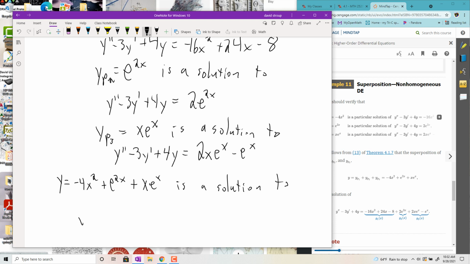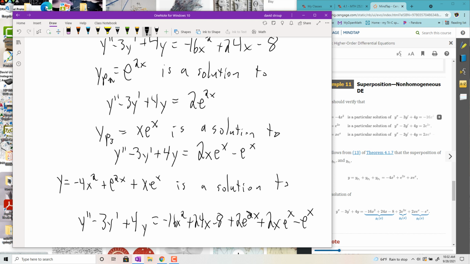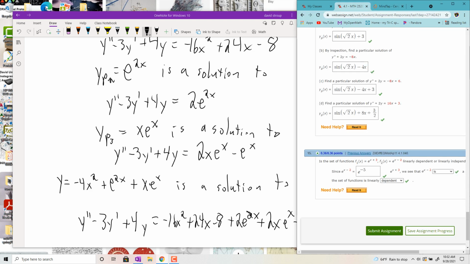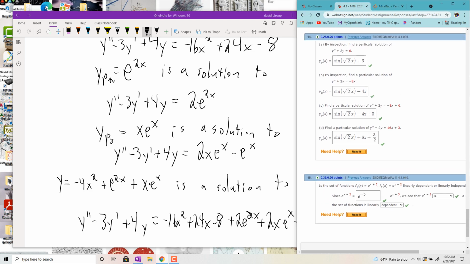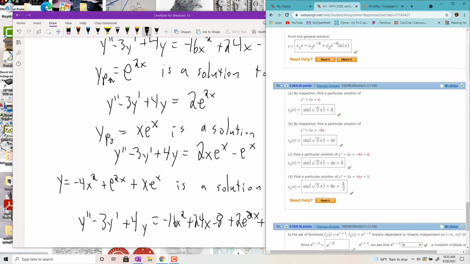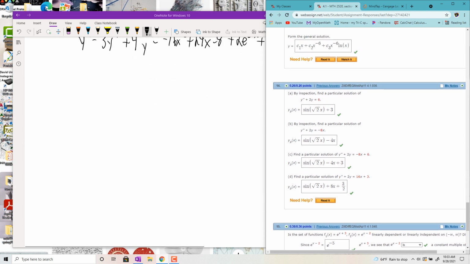Okay. It'll be a solution to this L of y, y double prime minus 3y prime plus 4y. But on the right-hand side, it has to be negative 16x squared plus 24x minus 8 plus 2e to the 2x plus 2x e to the x minus e to the x. Okay. And that's kind of the superposition principle. You don't really get into it too much in the homework. Maybe like in the second to last problem, you kind of look at it.